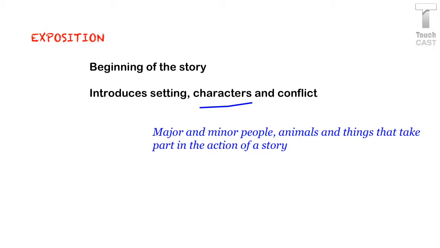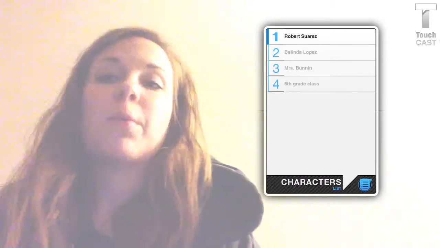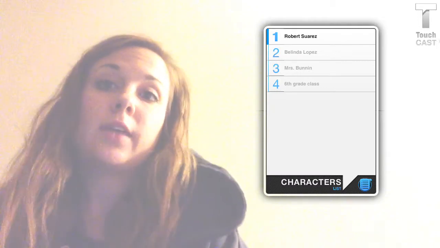The next part of exposition is characters, and there are two types of characters, major and minor. And characters can be people, animals, and things that take part in the action of a story. Now, if they don't take part in the action, then they're probably not very important to the storyline. They could just be background people, so you wouldn't really count those as major or minor characters.